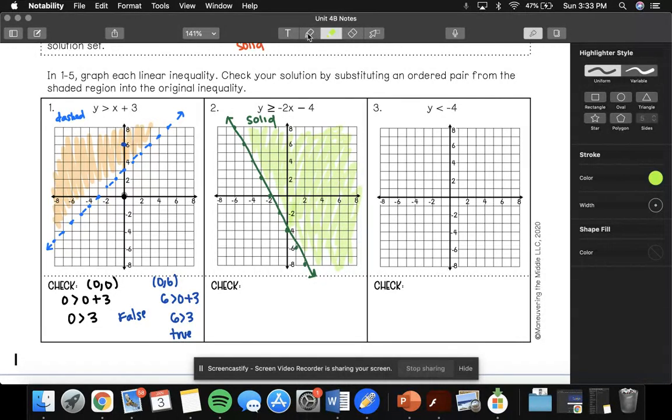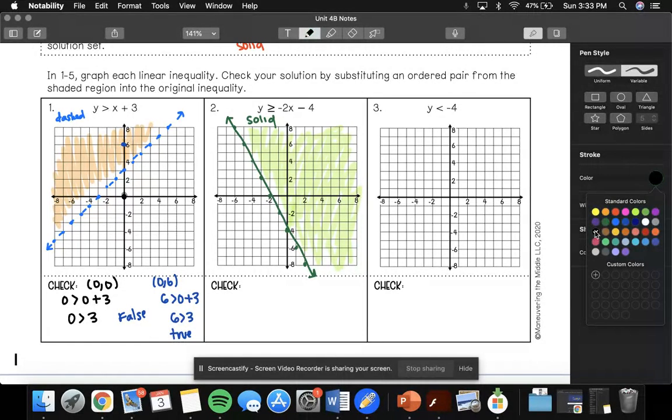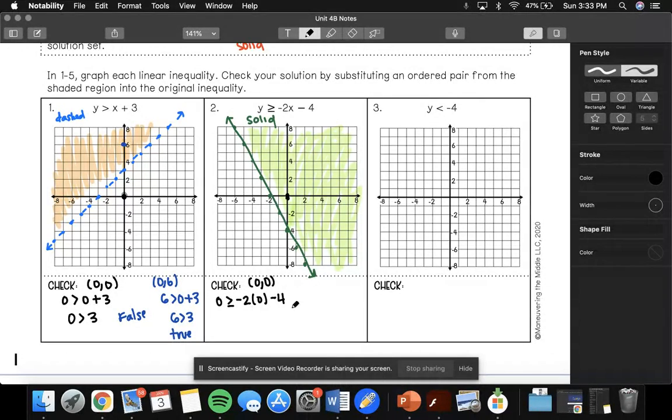All right, just to check, I'm going to check 0, 0. Now, I see it is in the shaded part, so hopefully this makes a true statement. 0, 0. So y is greater than or equal to negative 2x minus 4. Negative 2 times 0 is 0. 0 minus 4 is negative 4. Is 0 greater than negative 4? That is true. So that means this half plane, this region, should be shaded because all of these ordered pairs would make true statements.